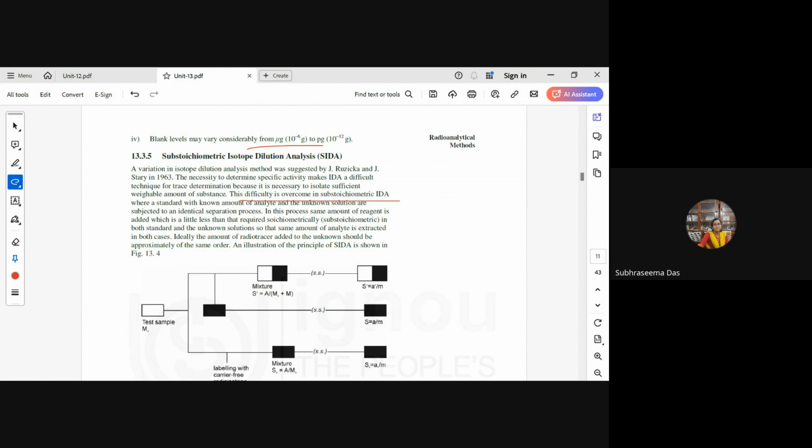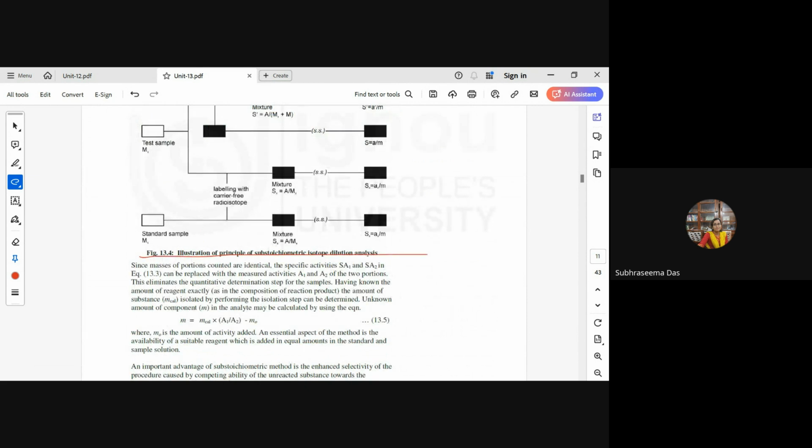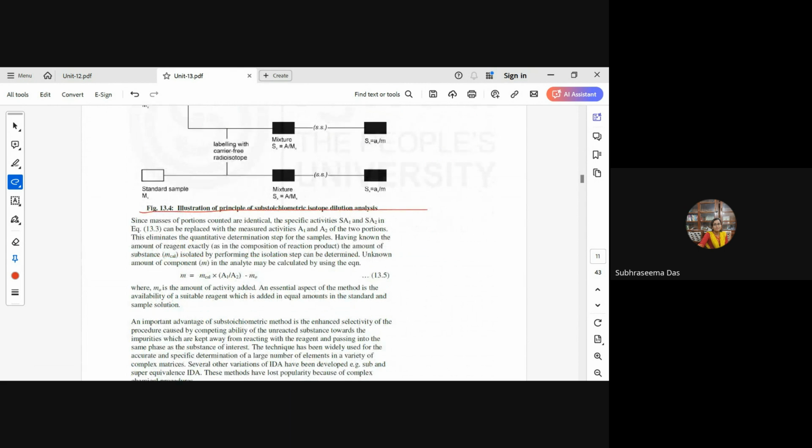Here is an illustration of the principle of SIDA, shown in figure 13.4, the substoichiometric isotope dilution analysis. Since the masses of the portions counted here are identical, the specific activities, SA1 and SA2, in equation 13.3, can be replaced, and finally it is given as M, the unknown mass of the compound.